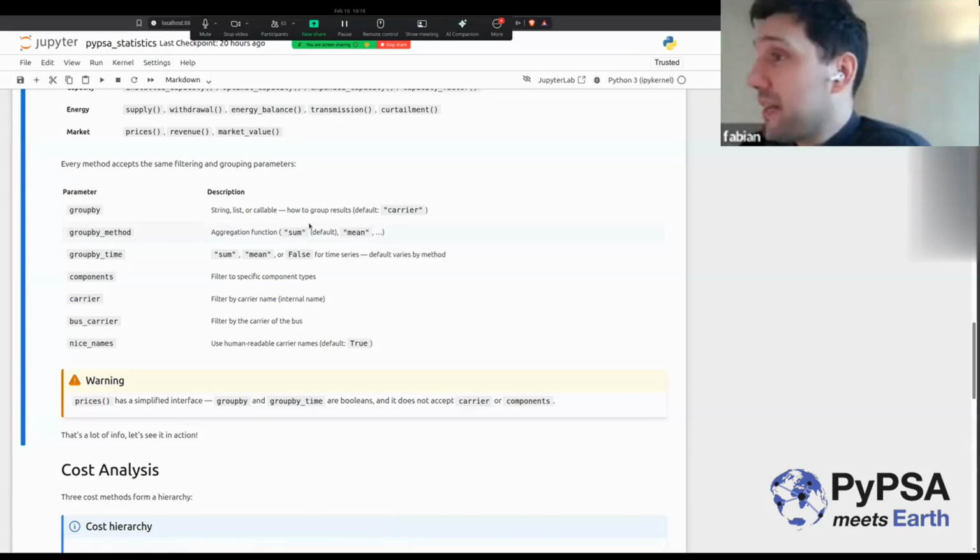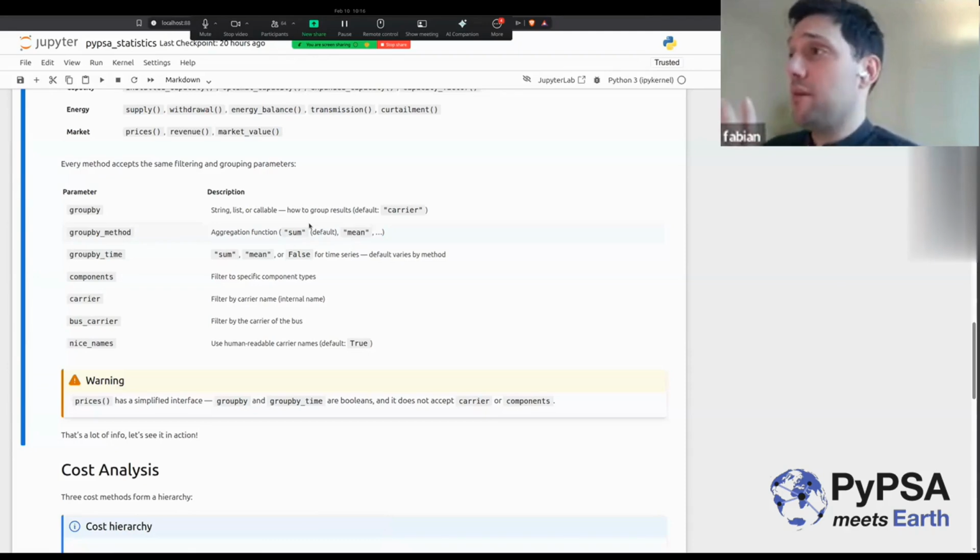So there's a groupby argument, and it's the same as you know it from pandas. What's happening as a default is that we group by carrier. So for each component, you remember there are the generators, links, stores, and so on. In the first level, we group by the carrier, which is then aggregating all the stuff that you're interested in. But you can pass various things there. We'll see that in a second.